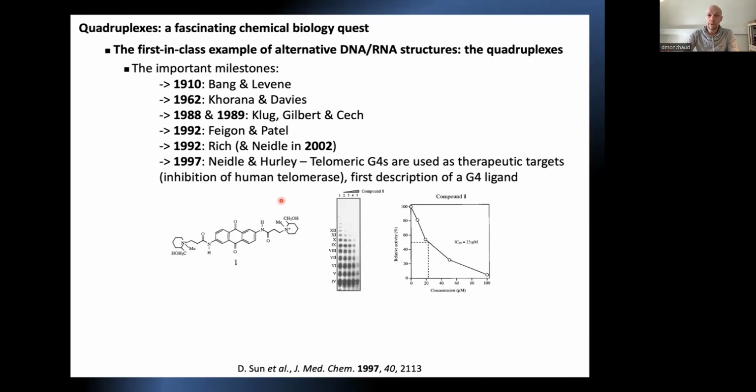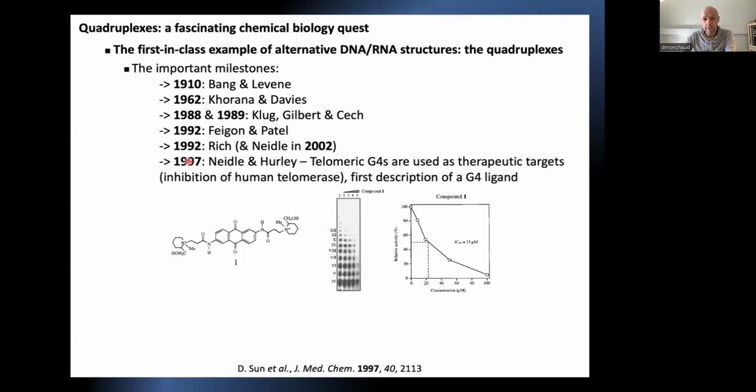So any molecule that is able to inhibit the action of telomerase could be considered as a very specific anti-cancer agent. And the idea of Hurley and Neidle was to sequester the telomerase substrate under a shape that is not recognized by the enzyme. So it was a beautiful example of indirect inhibition of telomerase by sequestration of its substrate under a weird shape. So it works quite well in vitro.